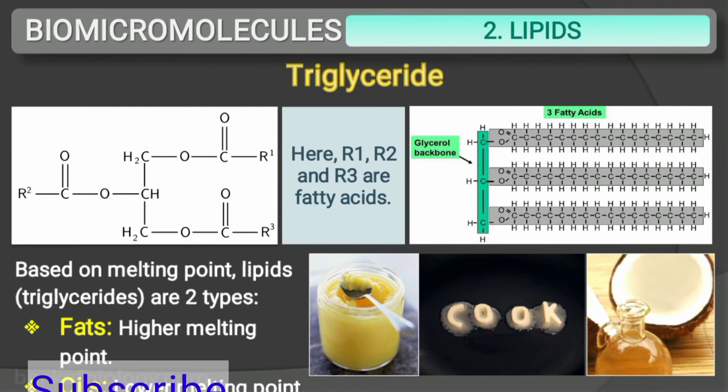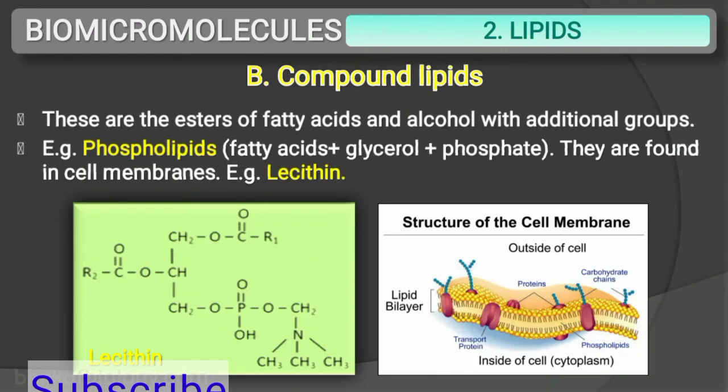Next is compound lipids. These are esters of fatty acids and alcohol with additional groups. For example, phospholipids are a combination of fatty acid plus glycerol plus phosphate. They are found in cell membranes. They make up cell membranes, like lecithin, which is on the left side, you can see in the structure, and on the right side they are in actual lipids, insoluble in water, so they form the structural components of cells.